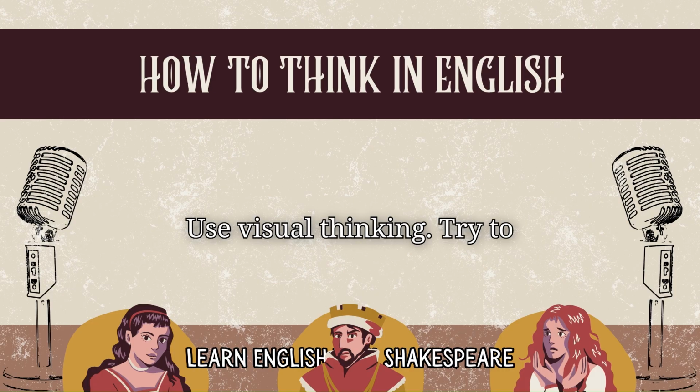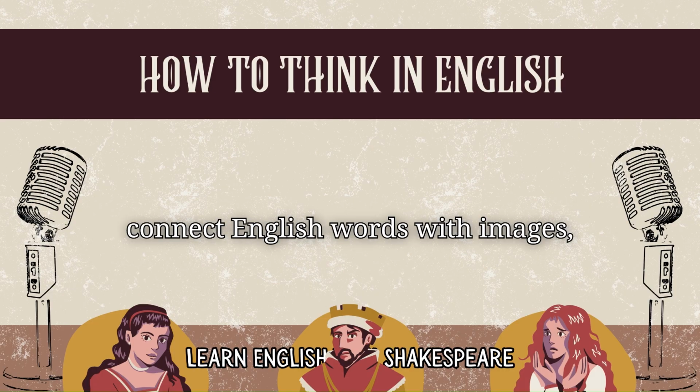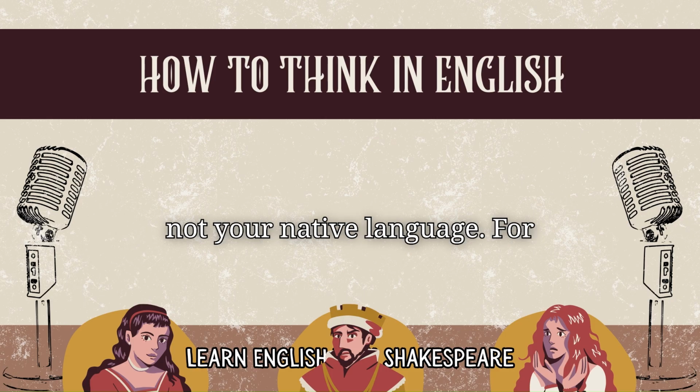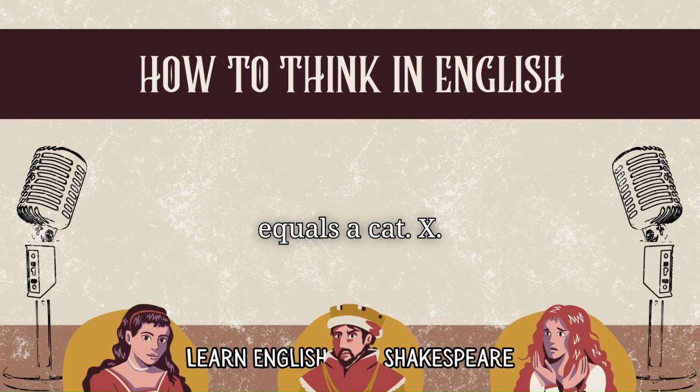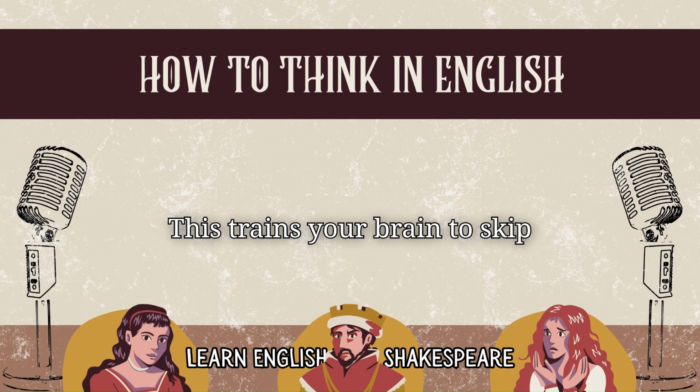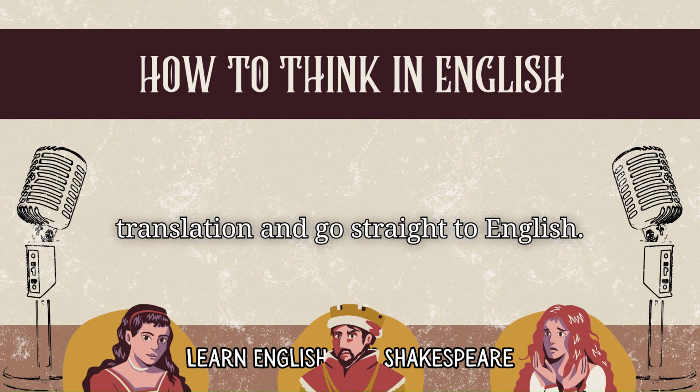Tip 4. Use visual thinking. Try to connect English words with images, not your native language. For example, don't think cat equals kedi. Think cat equals a cat. This trains your brain to skip translation and go straight to English.